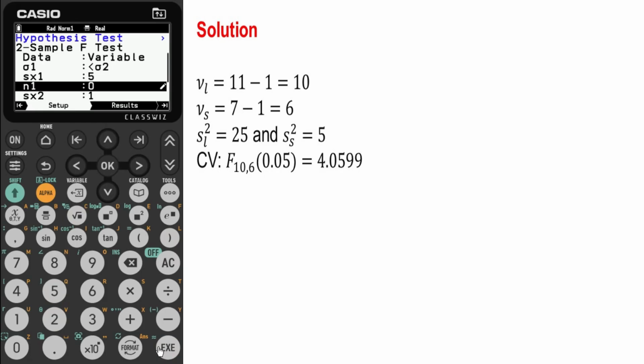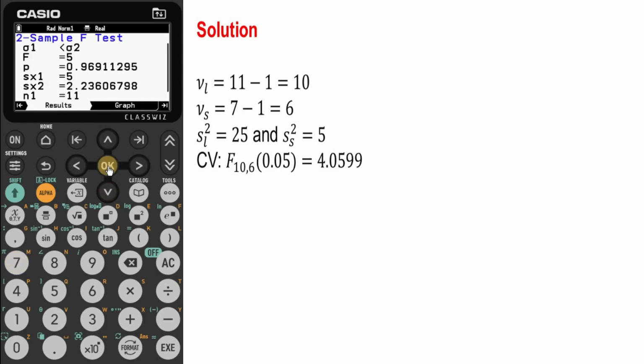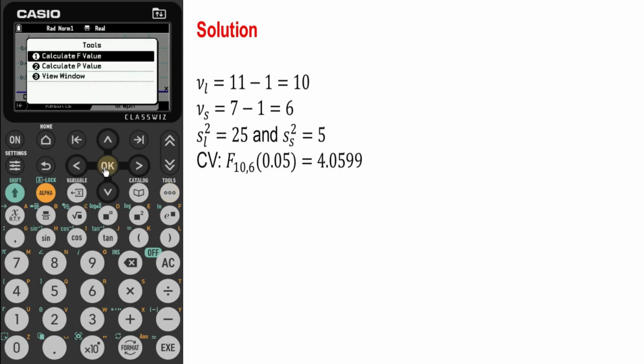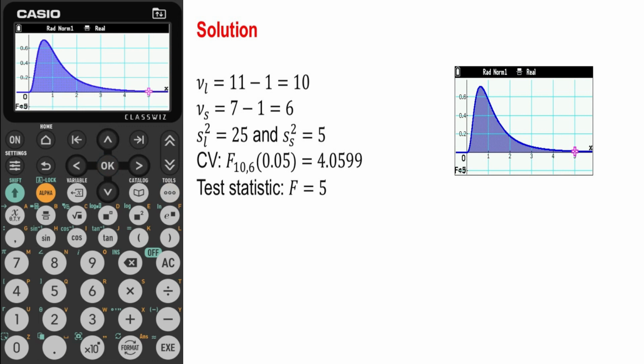and N1 is equal to 11. SX2, that's the smaller one, so that's the square root of 5. And N2 is 7. You will find the test statistic to equal 5. Let's show this on a graph. If I press the tools key, you can see the test statistic is 5.